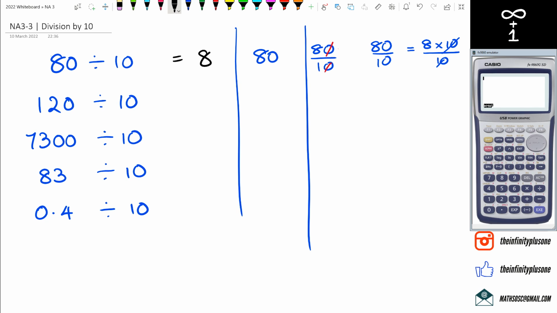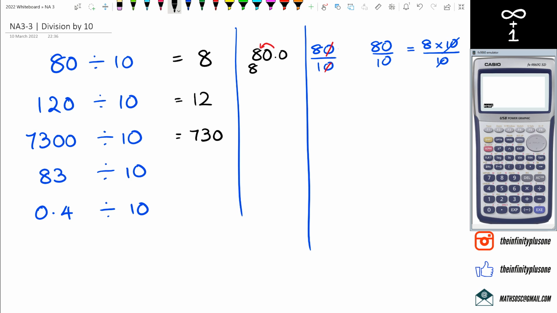So what about 120 divided by 10? That is going to be 12. And 7,300 divided by 10 is going to be 730. So let's just see what happens when we do 80. Now remember, 80 could be written as 80.0. When we're dividing by 10, the decimal point is moving one spot to the left. So when it moves one spot to the left, you're going to get 8.00, but we don't write that as 8.00. We just write it as 8.